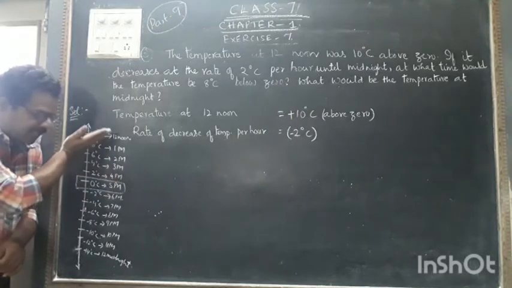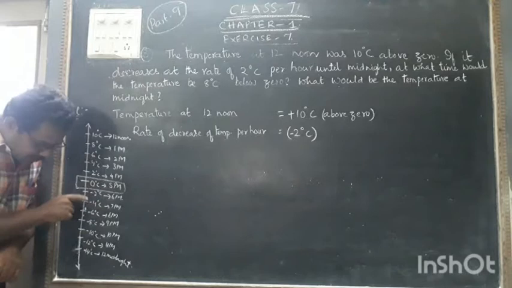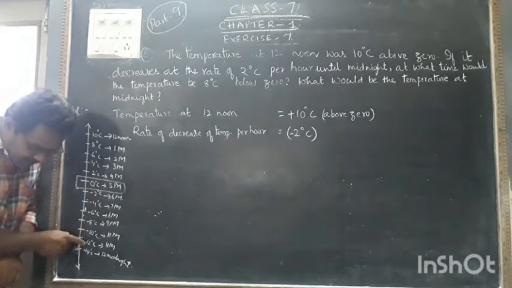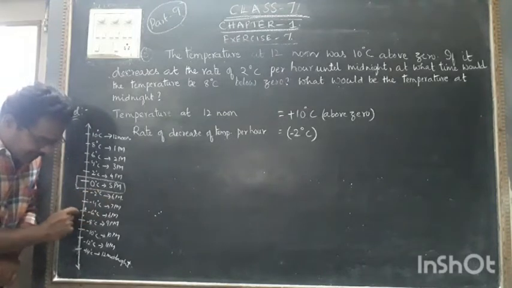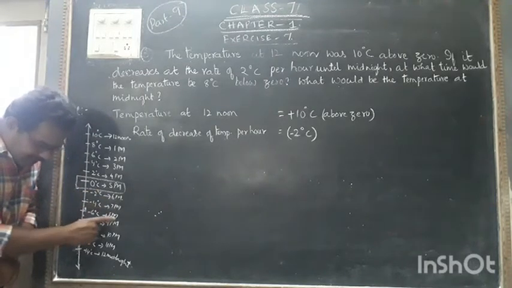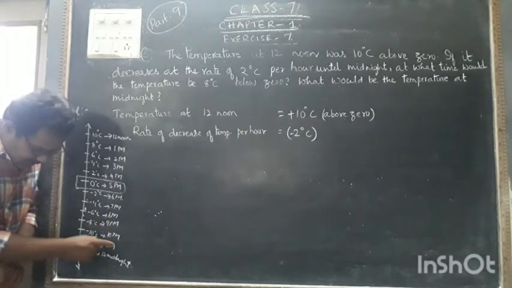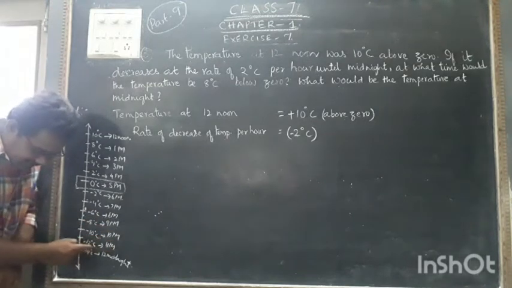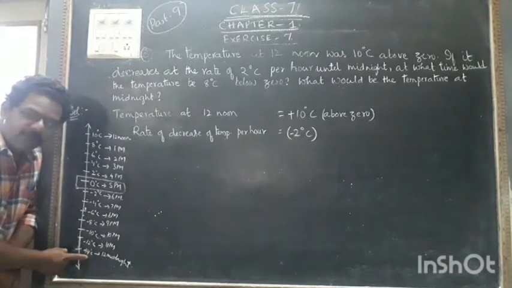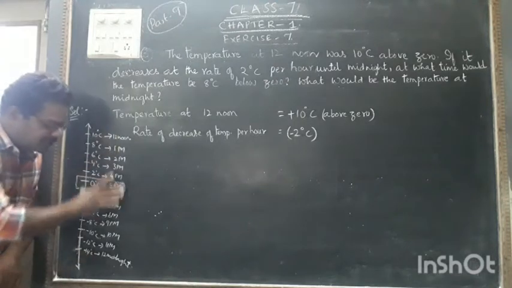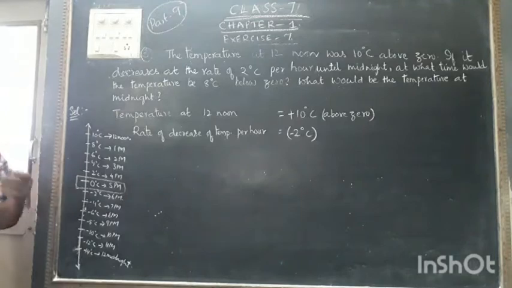So 2, 4, 6, 8, 10 are positive values. Coming down, the negative values: minus 2, minus 4, minus 6, minus 8, minus 10, minus 12, minus 14. At 6 p.m. minus 2 degrees, 7 p.m. minus 4 degrees, 8 p.m. minus 6 degrees, 9 p.m. minus 8 degrees, 10 p.m. minus 10 degrees, 11 p.m. minus 12 degrees. Next, 12 midnight minus 14 degrees. So this is the chart. Depending on the chart, we can write the answer for this question easily.